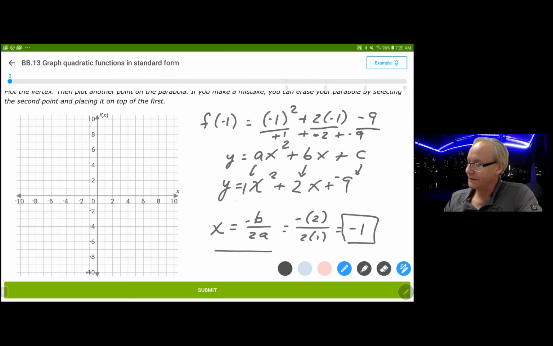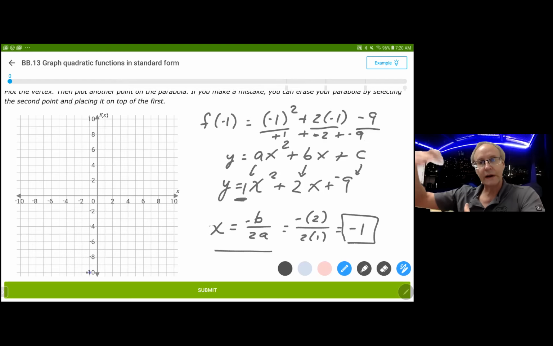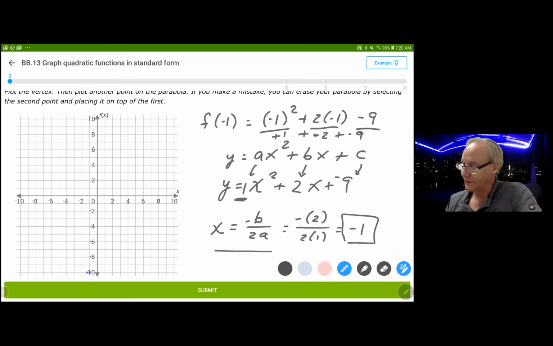I like to think of this as kind of like a slope. It's actually what my stretch or compression factor is. And the way to think of it is that this is a standard parabola. In other words, 1 squared is 1, 2 squared is 4, 3 squared is 9. So from the vertex, I can go 1 to the right and 1 up. I could also have gone 2 to the right and 4 up. I could have also gone 3 to the right and up 9, and you'll see that they match what I call a standard parabola.